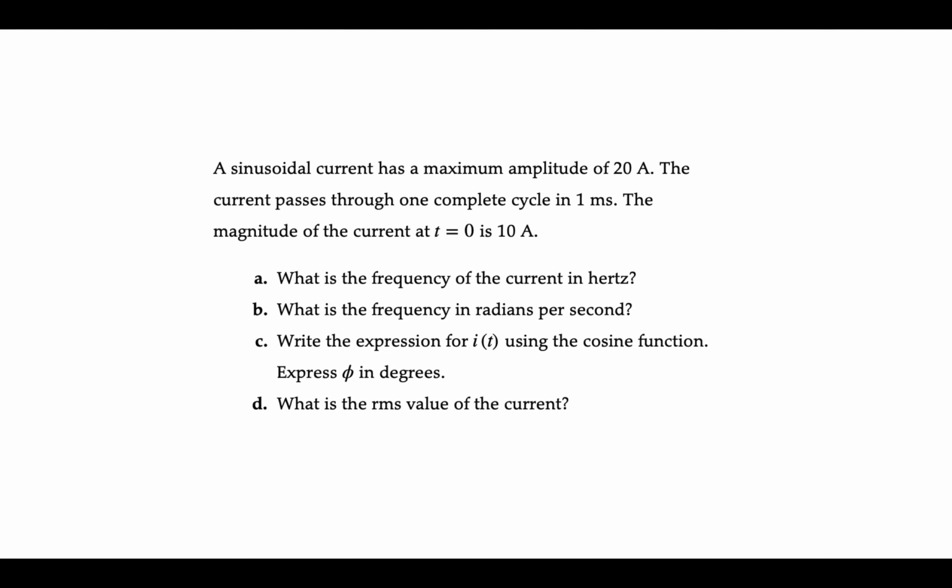So let's look at what we're actually given. We're given the magnitude, 20. We're given the period, which is 1 millisecond, or 1 times 10 to the minus 3 seconds. And then we're told that at t equals 0, the magnitude is 10 amps. So what is this telling you? This is telling you how to calculate the phase.